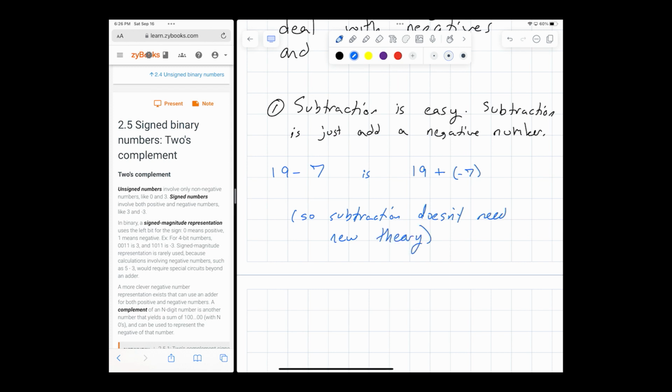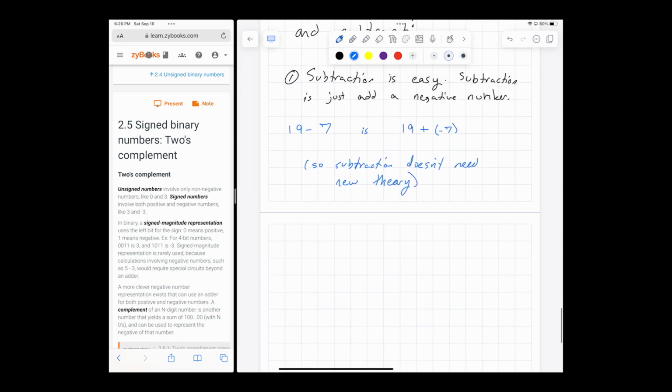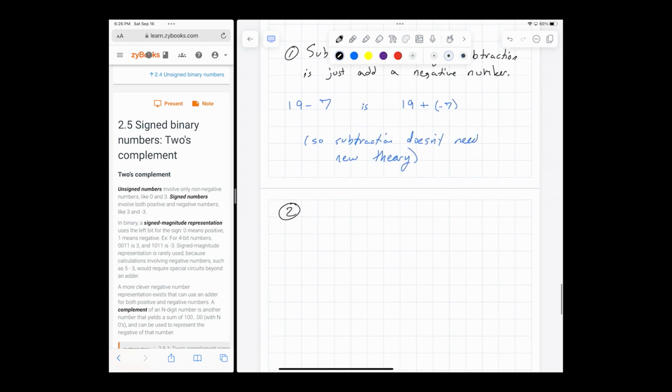And on your CPU, when they're building the hardware for a CPU, they don't make a subtractor. They make an adder, and then they know how to write negative numbers. Okay, so that's it. Subtraction's easy. But that leaves you with the other problem, which is how do we deal with negatives?